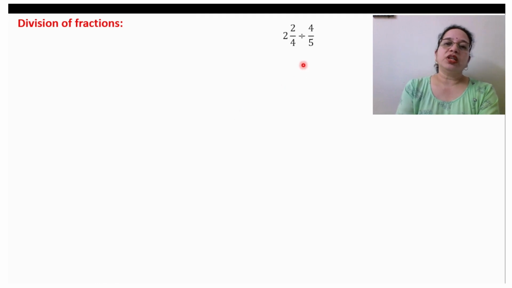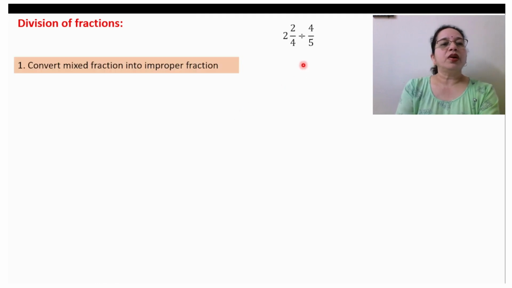Now the steps of how to solve the division of fractions. So this question is given. The first step, convert into improper fractions. So 4 2s are 8, 8 plus 2 will be 10 by 4 divided by 4 upon 5. You can see here I have kept this in a different color shade. What is the use of this?